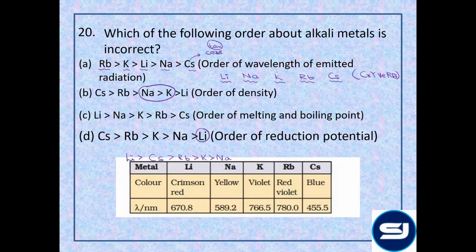Okay, look at this. This is the metal, its color and the wavelength of the emitted radiation. अगर वैल्यूज को देखोगे तो रब यानी रुबिडियम का सबसे ज्यादा है, और उसके बाद का जो ऑर्डर है उसको याद रखो, रब के लिए नासेस, order of wavelength of emitted radiation. The answer is option D. क्लियर? Understood. Yes, sir.